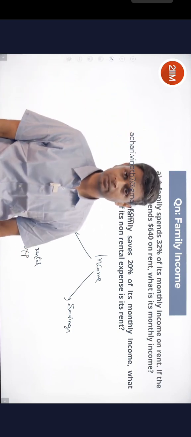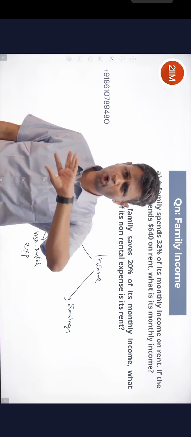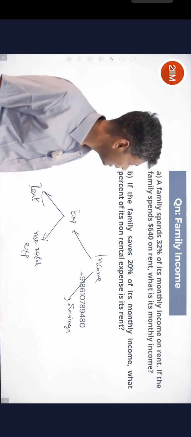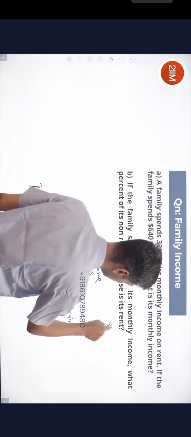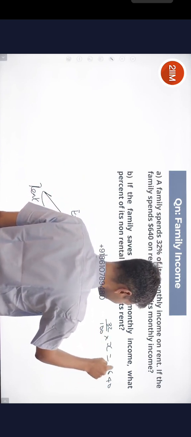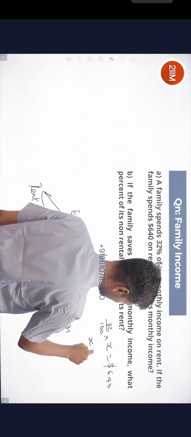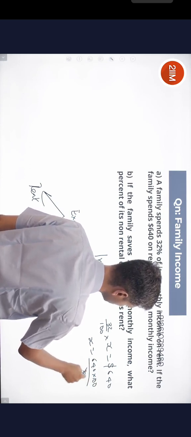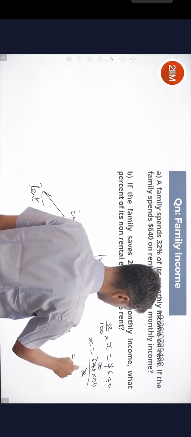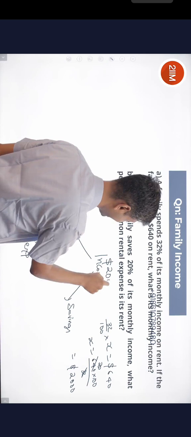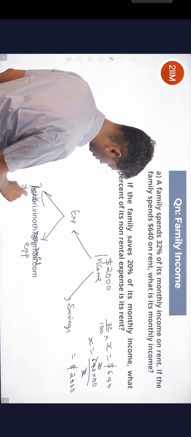Beautiful question. The first part is simple, and I'm going to knock off the first part. If the family spends $640 on rent, what is its monthly income? 32% of monthly income, 32 by 100 into monthly income is $640, or monthly income is $640 into 100 by 32. 20 into 100, $2,000. So this family gets an income of $2,000. Its rent is $640.